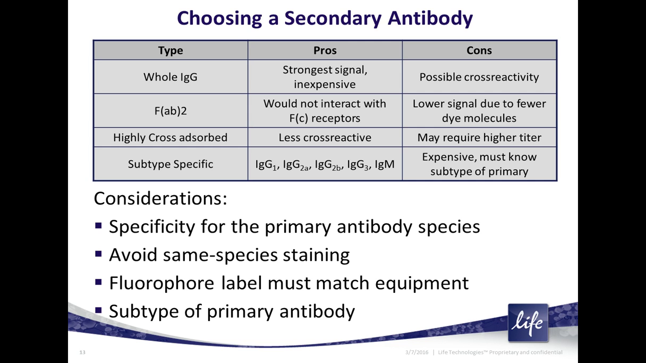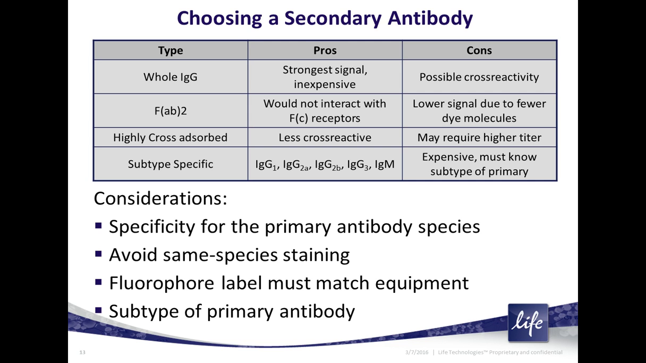First off, you can see there are a number of classes or types of antibodies. Whole IgG is the most common. This gives the strongest signal and usually is the least expensive option. A Fab fragment or Fab2 fragment is another option. They're smaller. They're able to penetrate a little bit better, and they don't interact with Fc receptors. They can be more expensive, and you get lower signal due to fewer dye molecules per antibody.